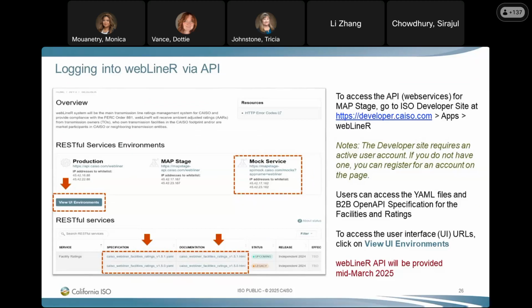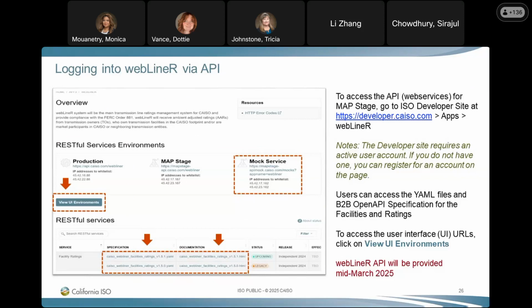Now let's move on to the API. I mentioned earlier that you can access this information in the ISO developer page. If you don't already have access to the ISO developer page, you just need to go into that URL and create an account. You just need to register an account so that way you can go into the developer page and access the API information.